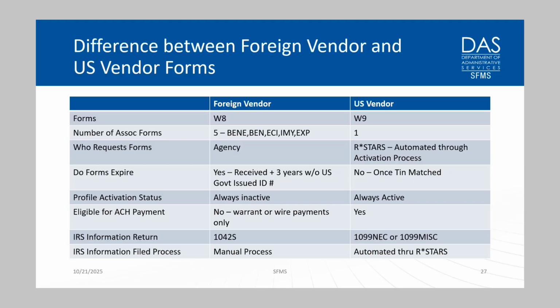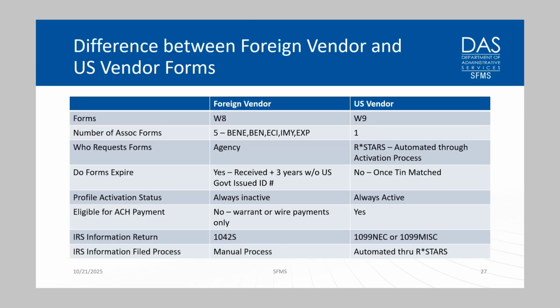So here's a good visual of the difference between foreign vendors and U.S. vendors. The form name is different. It's a W-9 for regular vendors and a W-8 for a foreign vendor. There is one W-9 form. However, remember, there are 5 different types of W-8 forms.